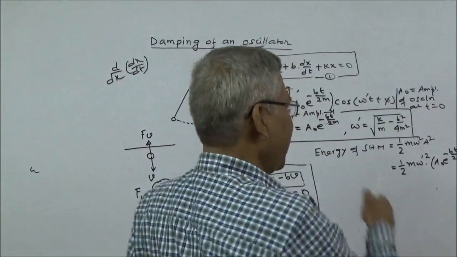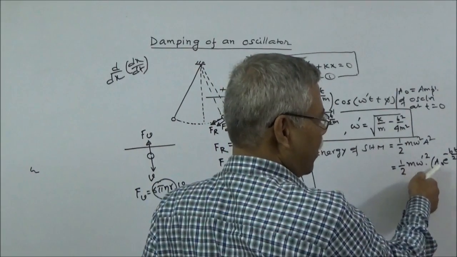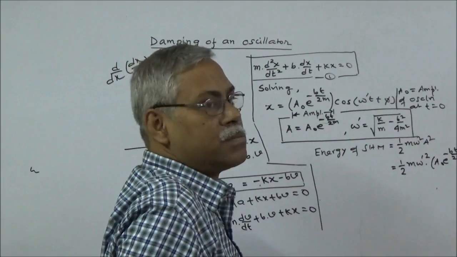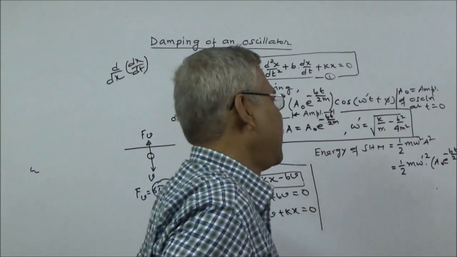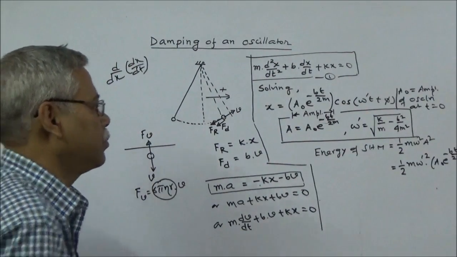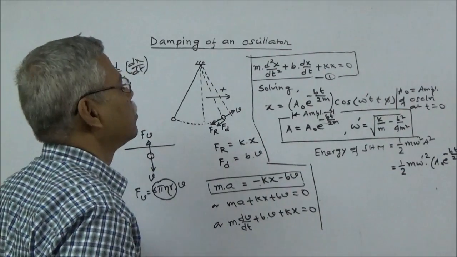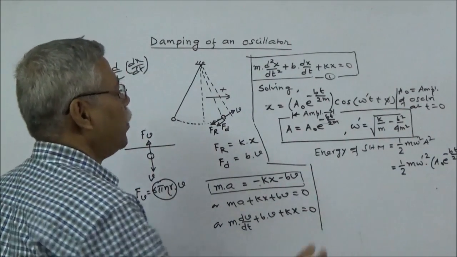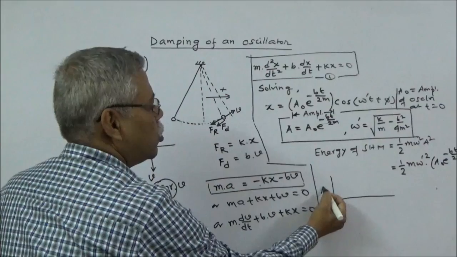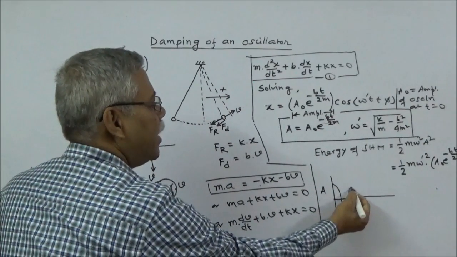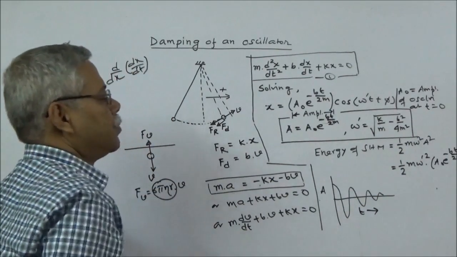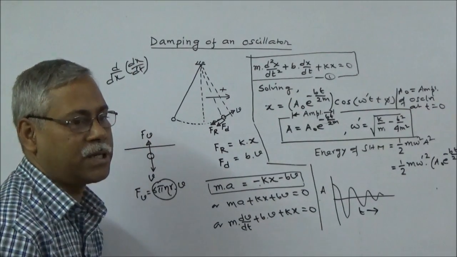And the energy of SHM, what is the energy of this? Half m omega dash square into A naught e to the power minus bt by 2m, whole square. Okay, write a problem. So with time, amplitude will decrease. Amplitude will decrease with time.